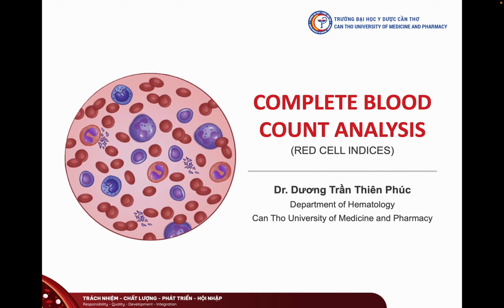Hello everyone! In the previous lesson, we explored the basis of the complete blood count and got a quick introduction to the automated hematology analyzers. And in this video, we'll focus on something essential, the red blood cell indices, how to read them, what they mean, and how they help us understand different types of anemia. So now, let's get started.